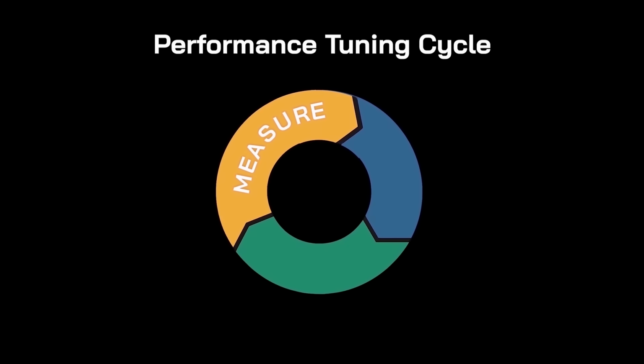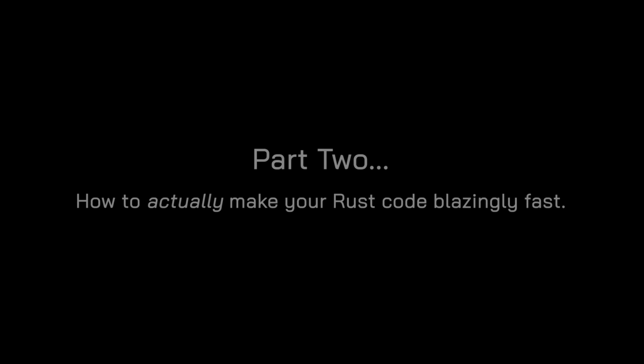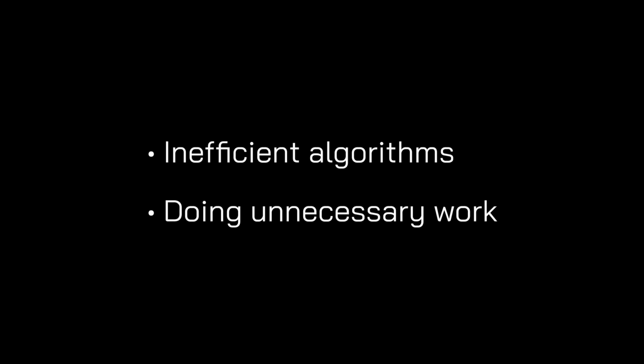Now that we've measured our application, defined a baseline, and isolated the bottlenecks, it's time to start optimizing. Part 2. How to actually make your Rust code blazingly fast. Now, every application is different and will require unique approaches to optimizing code. So in this section, we'll walk through general optimization strategies you can use to optimize inefficiencies, starting with how to avoid using inefficient algorithms or data structures, and doing more work than required.